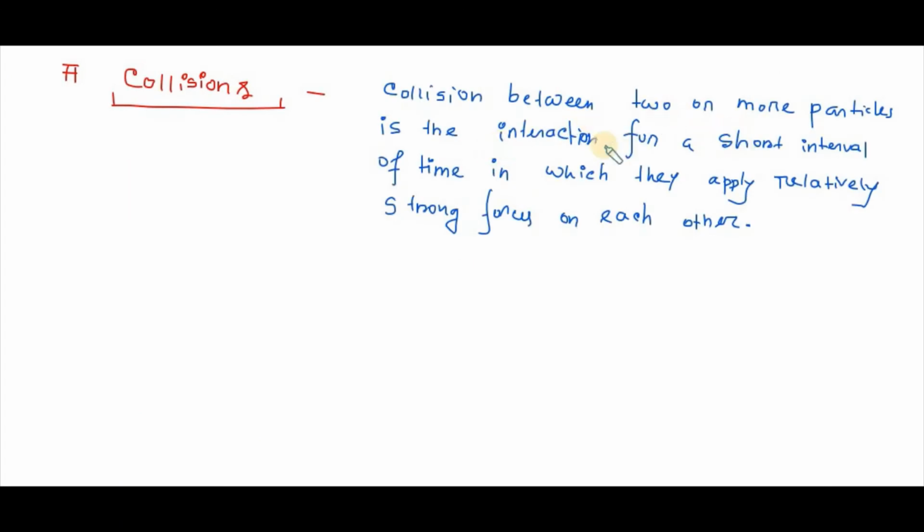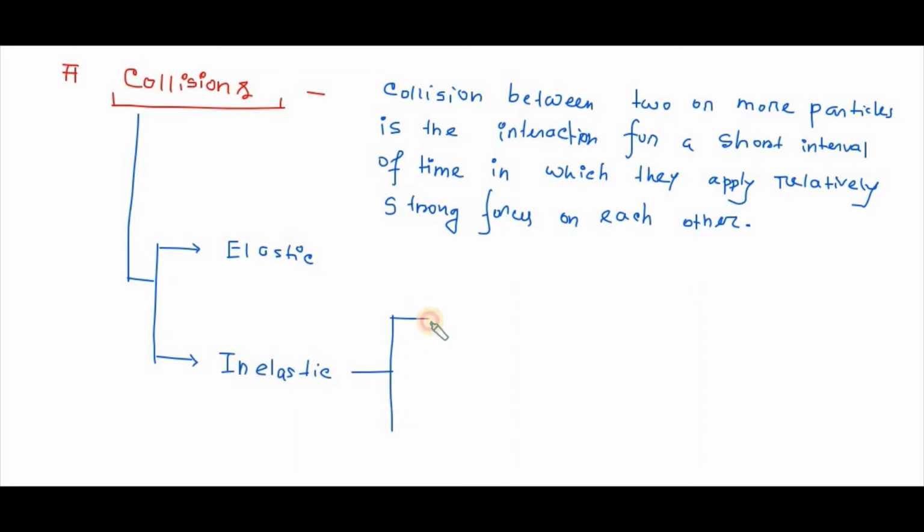Collision between two or more particles is an interaction for a short interval of time in which they apply relatively strong forces on each other. In case of collisions, we can classify them into two types: elastic collision and inelastic collision. Again, the inelastic collision can be classified into two ways: perfectly inelastic collision, and partly or partially inelastic collision.